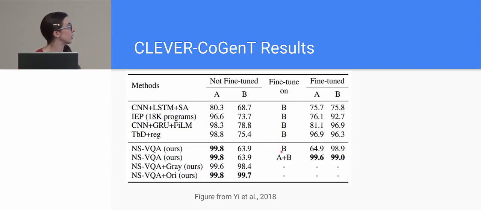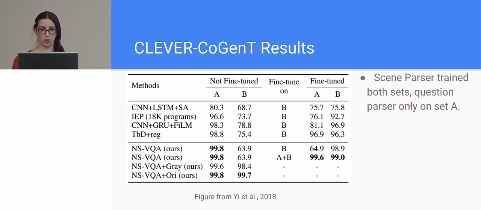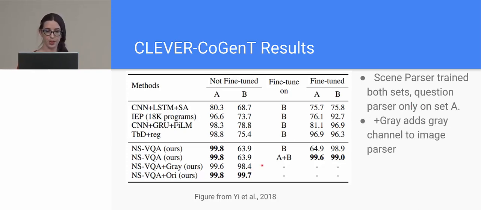And then if we actually go in and fine-tune our model, when we train on set A and fine-tune on both A and B, we get the best results here on both set A and set B of any of the architectures. So these last two lines here, the authors ran a couple of additional experiments.